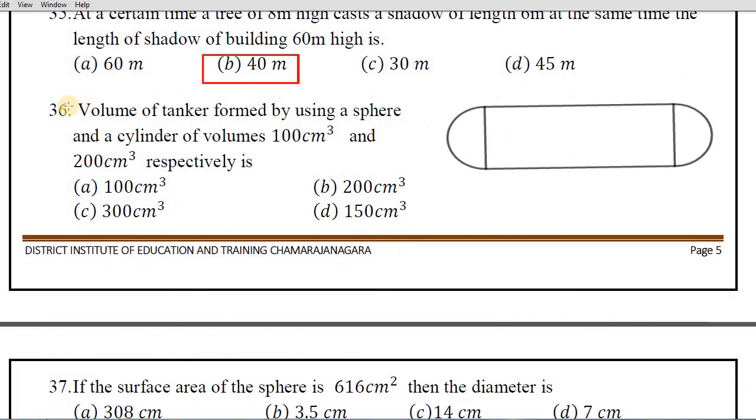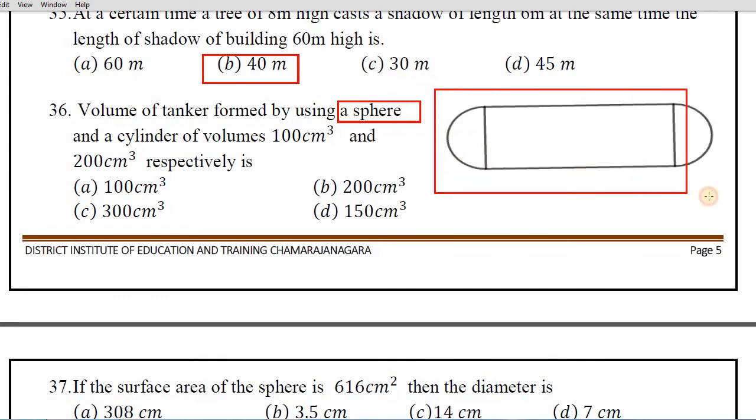So, very nice question it is also. Volume of tanker formed by using a sphere. You may ask, in the given figure there is no sphere at all, but here they are talking about a sphere. What is the logic behind this one? I'll explain it to you later.